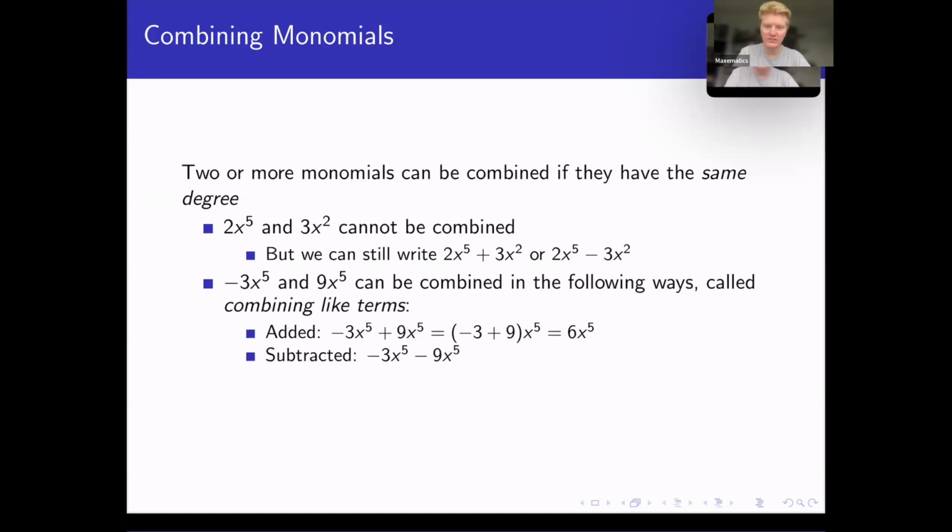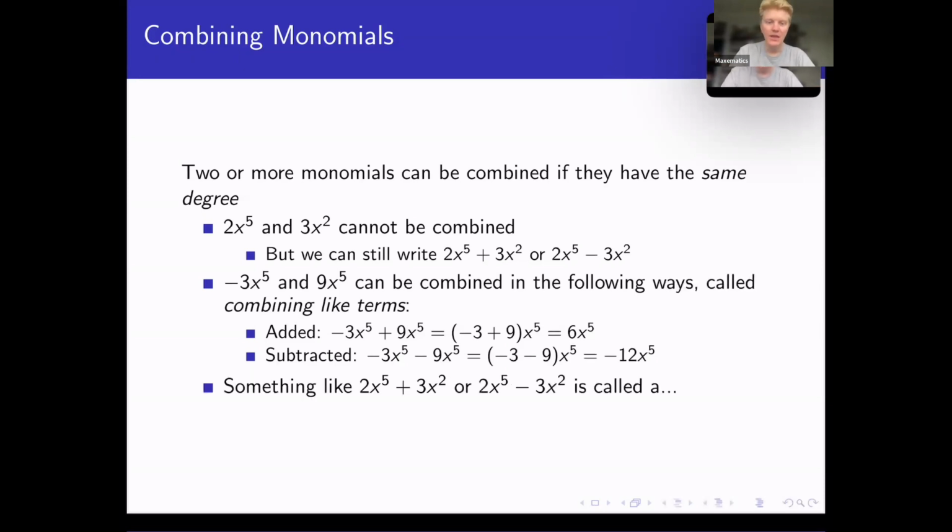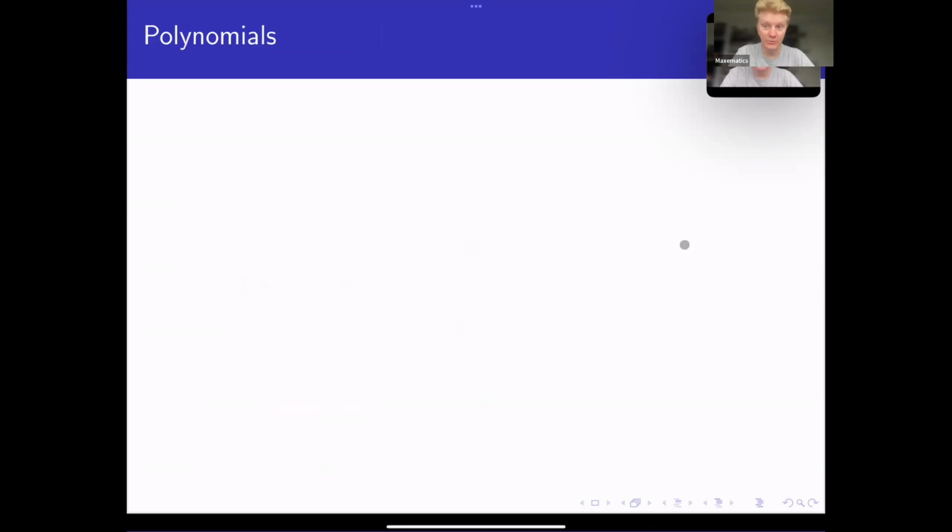Subtraction functions the same way. Negative 3 minus 9 this time. Negative 3 minus 9 is negative 12. Okay? So now those things that we couldn't combine before, 2x to the 5th plus 3x squared or 2x to the 5th minus 3x squared, they are called polynomials. Okay? So a polynomial is a sum of monomials.